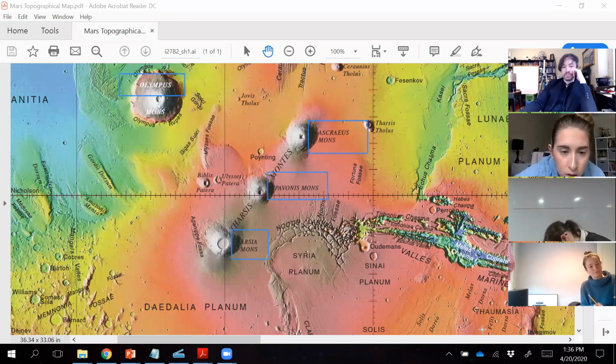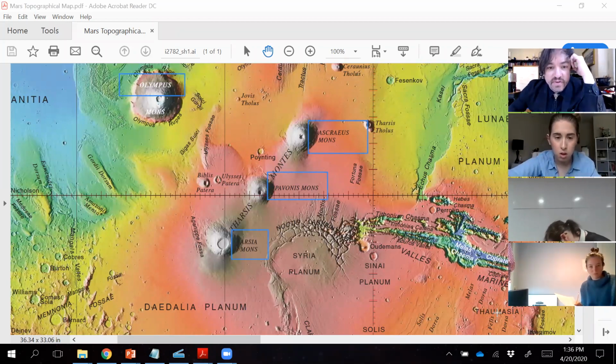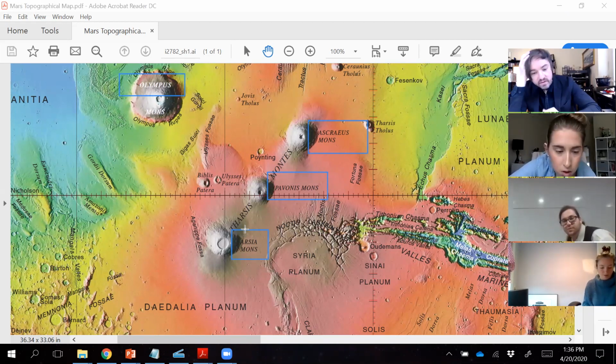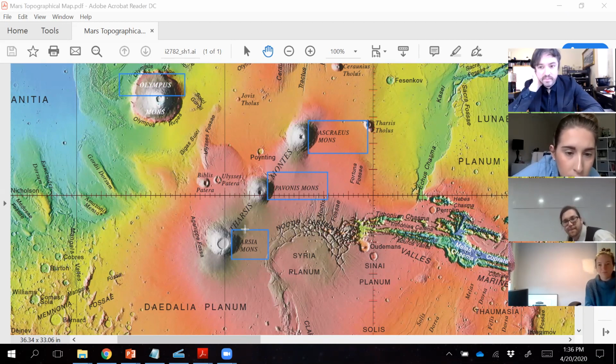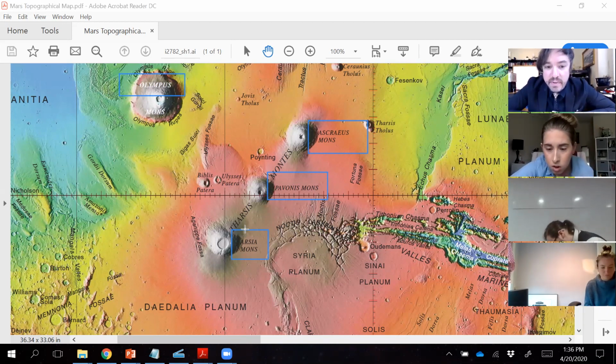Why are they in a perfectly straight line? That's a really good question that I was hoping you could tell me. Where else do we see volcanoes form in a line on Earth? Where do we see today in our lecture volcanoes forming on Earth? Like in the Hawaiian archipelago. Yeah, in the Hawaiian archipelago.